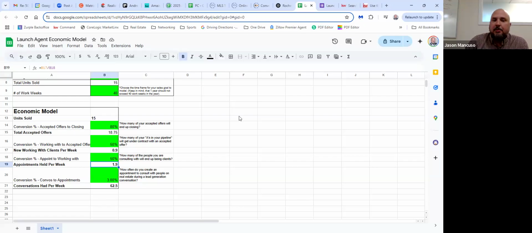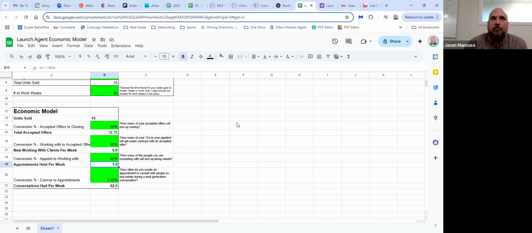All right. Last part of this model essentially tells you how many conversations you're going to need to have per week in order to go on 2 appointments per week. The conversion ratio for how many conversations do you need to have in order to book an appointment? I'm going to use 3%.